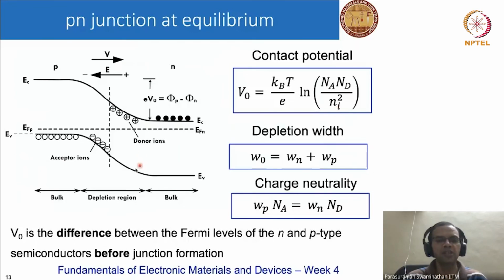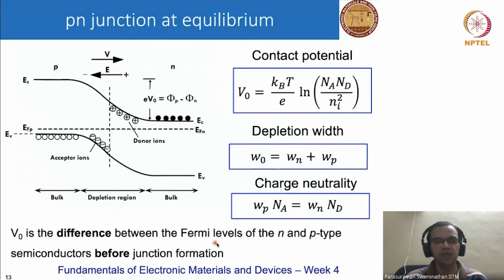The depletion region, some of it is on the n side, some of it is on the p side. The total width is nothing but Wn plus Wp, and by charge neutrality, we can show that the width of the depletion region is inversely proportional to the concentration of the dopants. So if Na is larger than Nd, Wp is smaller than Wn, and vice versa.